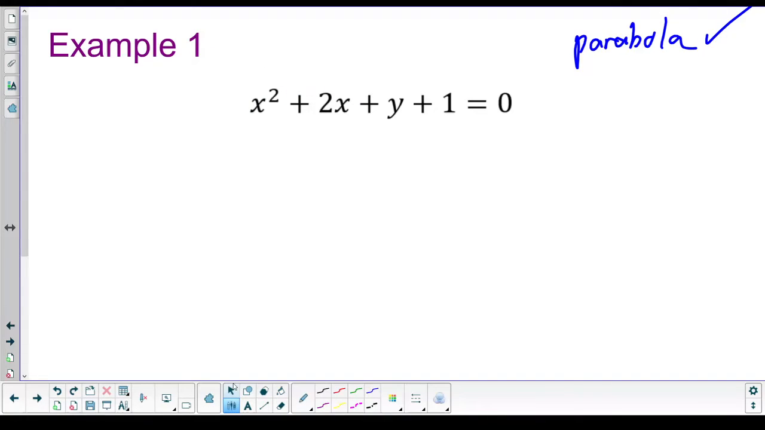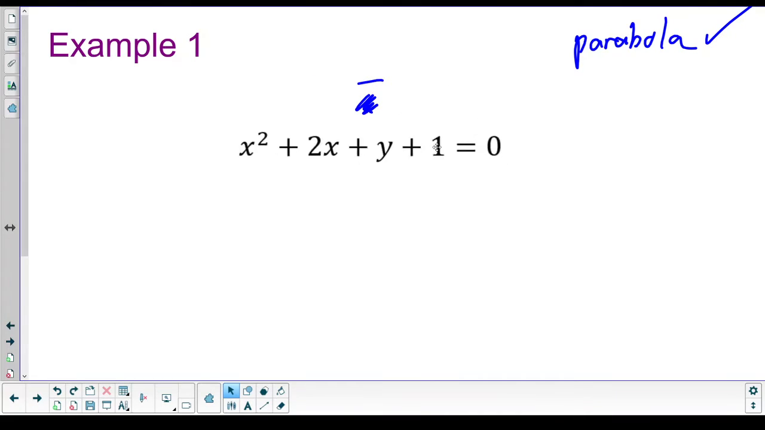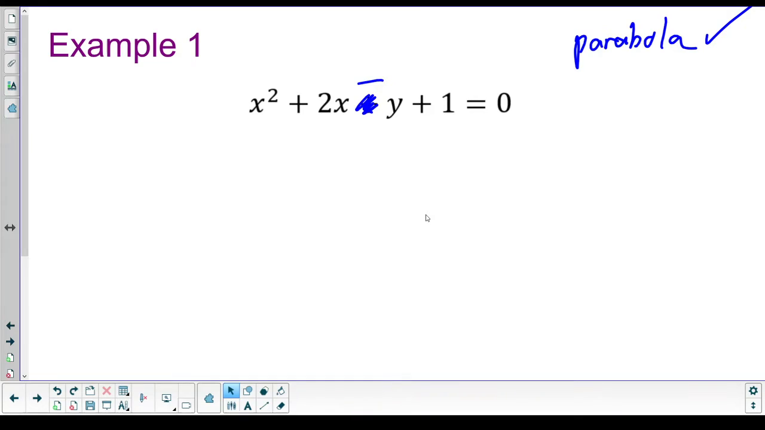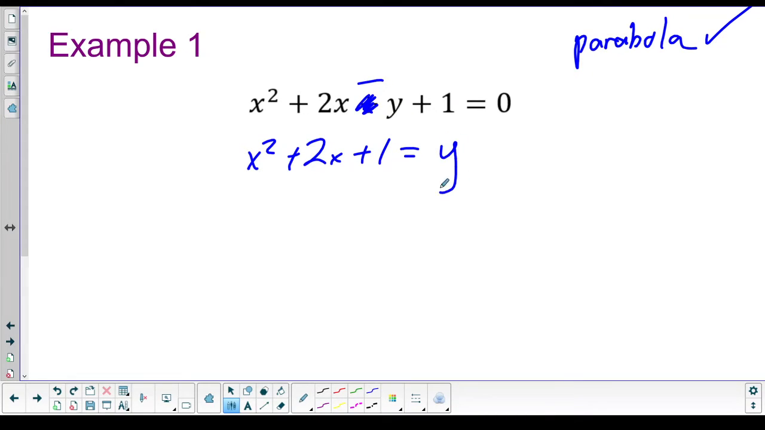Let's find its vertex. So before we get going, I need the disclaimer. This is supposed to be a negative right here. I can't change it. This is a picture of an equation. Look, it's a picture. It's all together. So pretend it's a negative. So for our parabola, we're going to move our y over. So it's y equals an equation. So we're going to have x squared plus 2x plus 1 equals y.